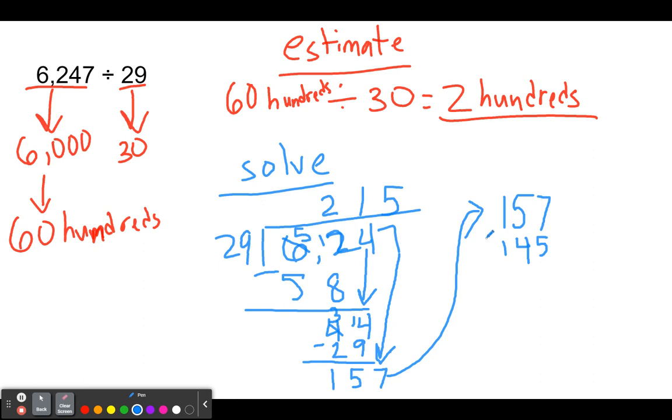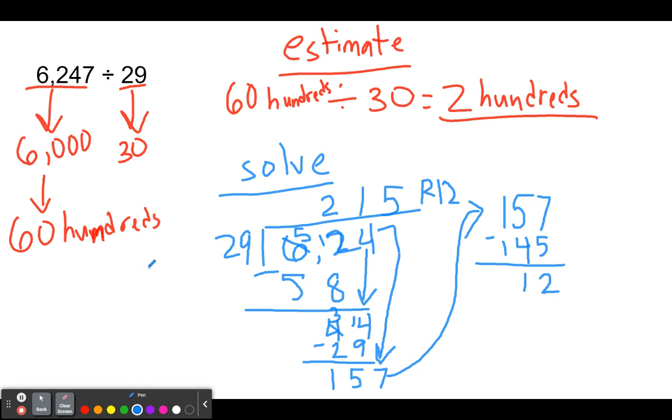So now we have to subtract. So 7 take away 5 is 2. 5 take away 4 is 1, 10. And so we have a remainder of 12. Okay, so this is what our answer is: 215 with a remainder of 12.